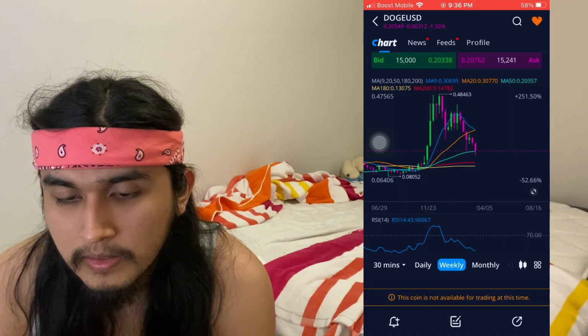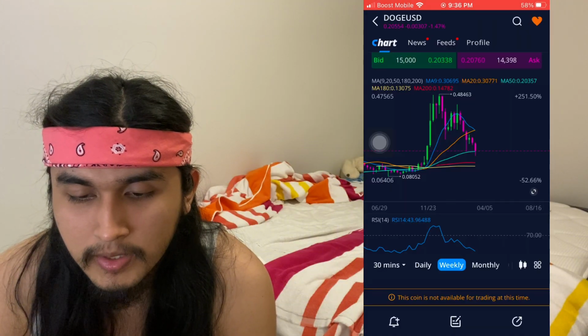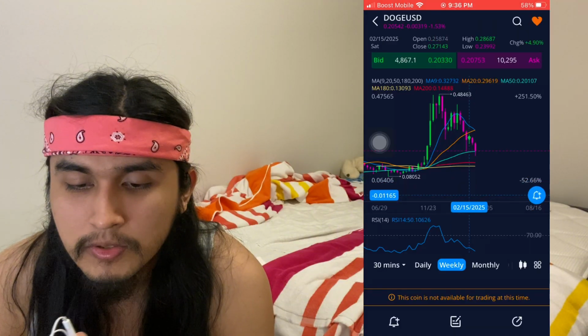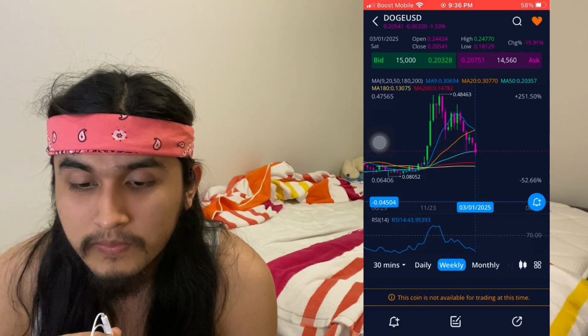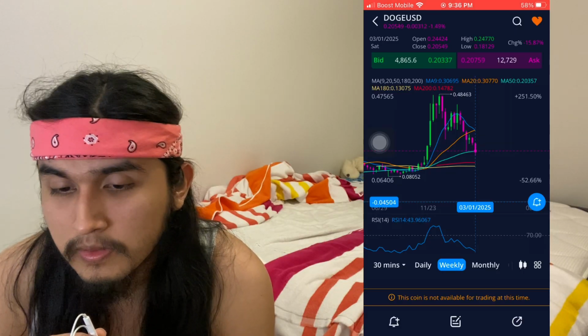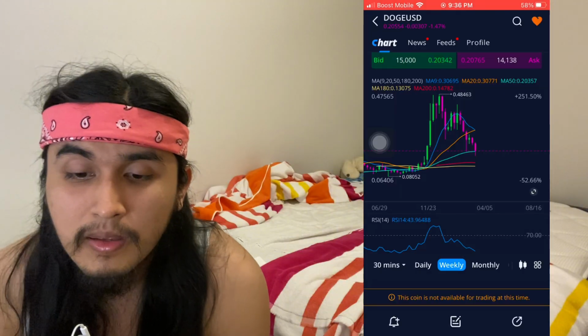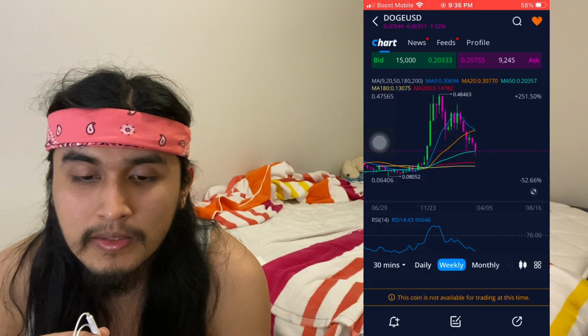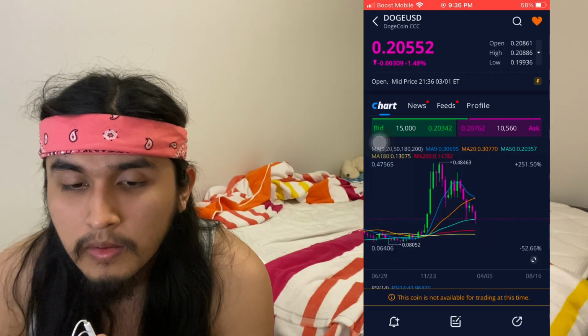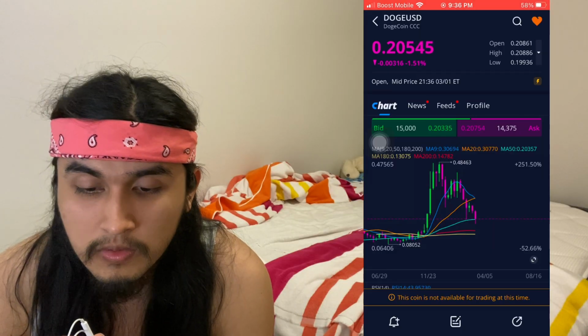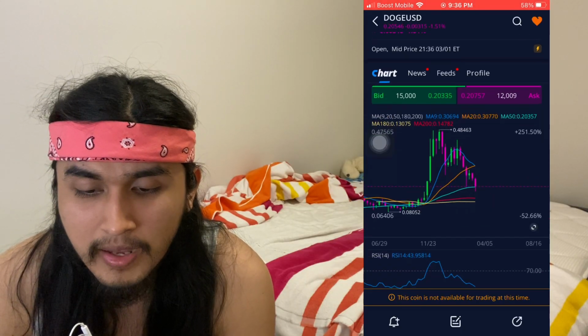And then right now it looks like the 9-day moving average wants to cross over the 20-day moving average. Typically, when that happens, that means that that particular stock or crypto will be in a bearish trend. So we'll see what happens.